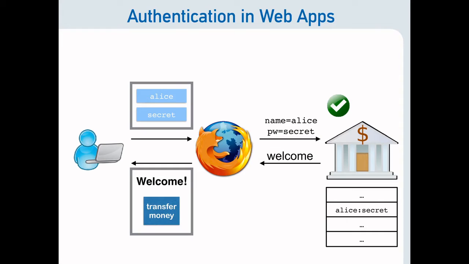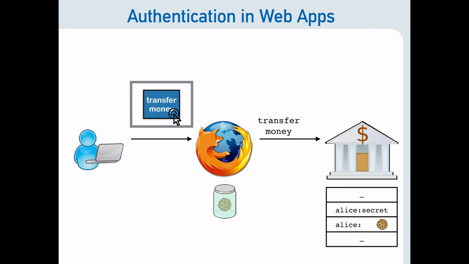In addition, however, it will include in the response a so-called session cookie, which is a random token that will from now on serve as an additional authentication mechanism for Alice. So instead of providing her username and her password, it is sufficient if Alice shows this session cookie. And if Alice now clicks the transfer money button, the browser will send the transfer money request to the bank, and in addition, it will attach this session cookie. So with this session cookie, the server can now check that this request is actually authenticated.